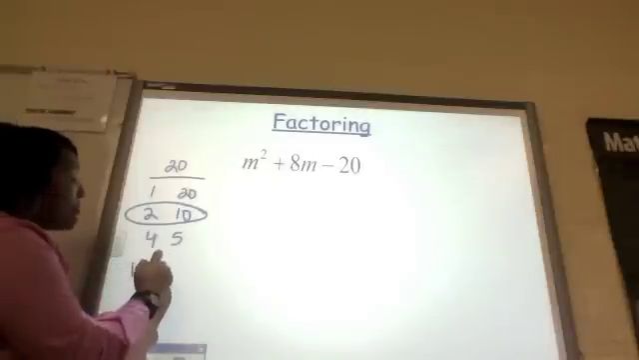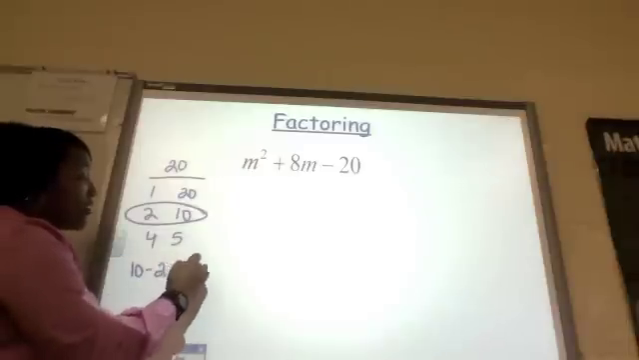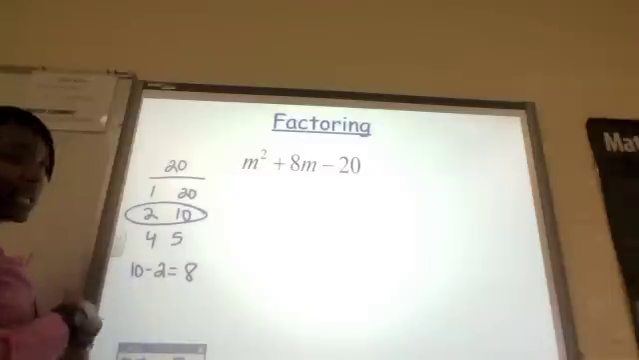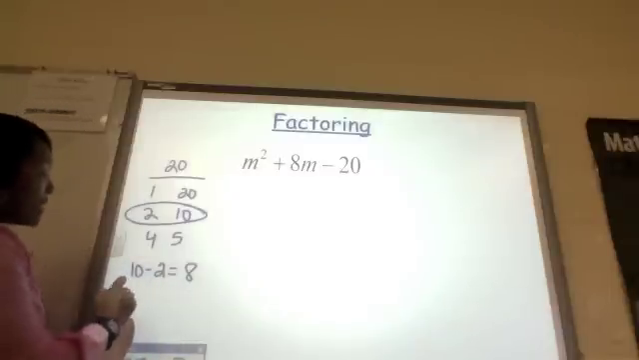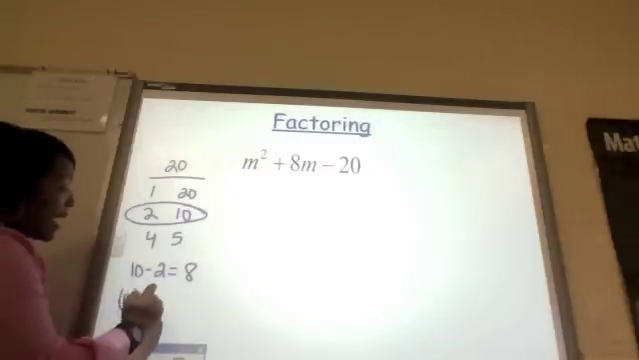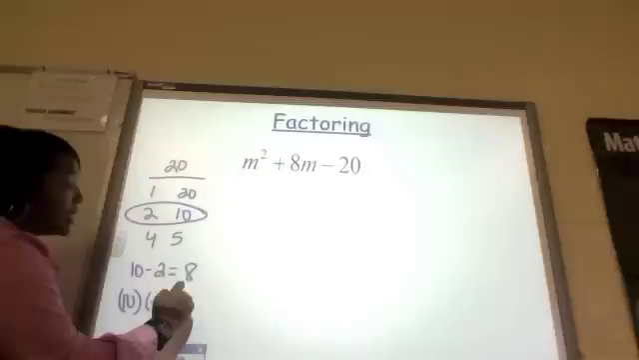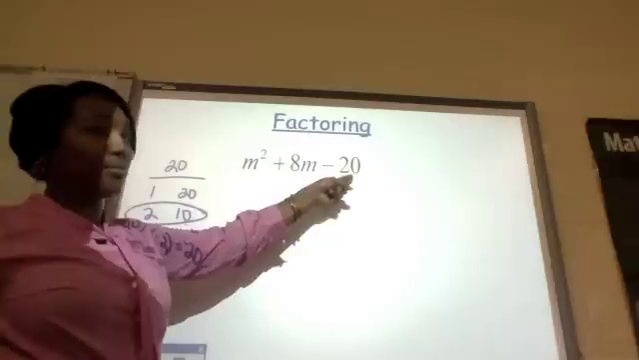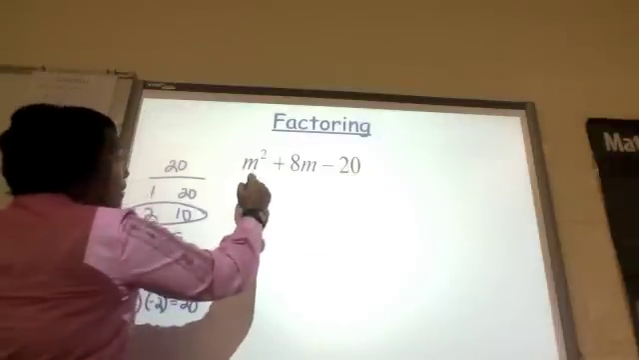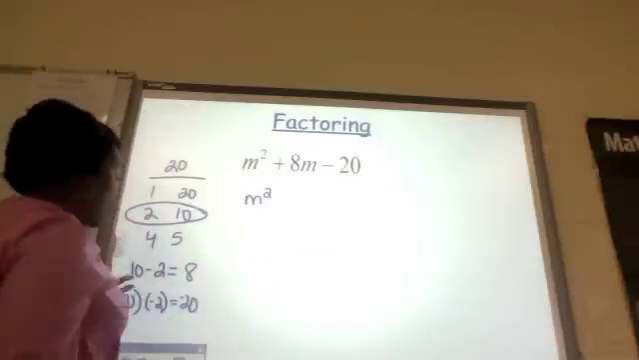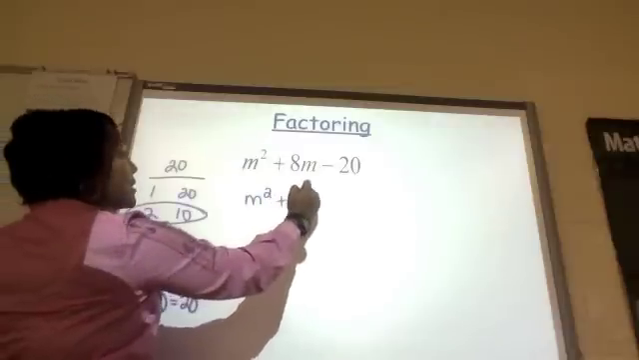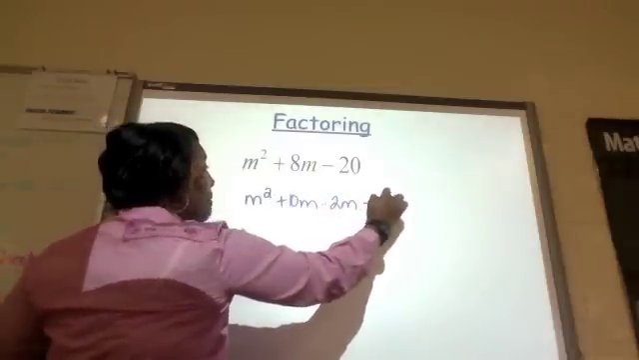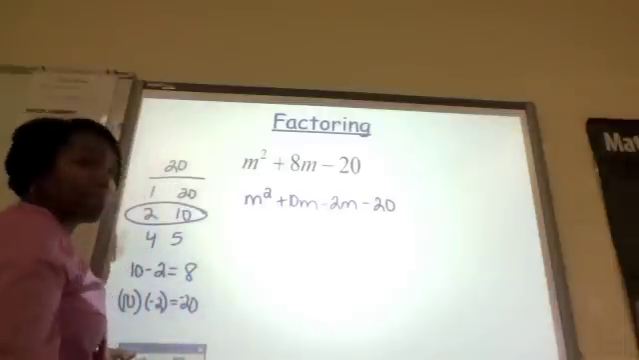Let's try 10 minus 2. That will give me 8. That is the same thing as negative 2 plus 10. I'm going to get 8. At the same time, 10 times a negative 2 is a negative 20, which is what I need here. Okay? All right. Rewrite: m squared plus 10m minus 2m minus 20.